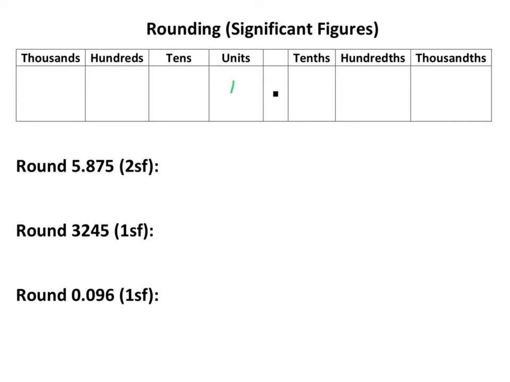So here we go, 5.875. Now, there's the first significant figure. There's the second. And there's the third, etc. Now I'm rounding at that point, because I want to round to two significant figures. Now the 7 determines whether the 8 rounds up or stays the same, and because the 7 is 5 or more, we need to round that up.